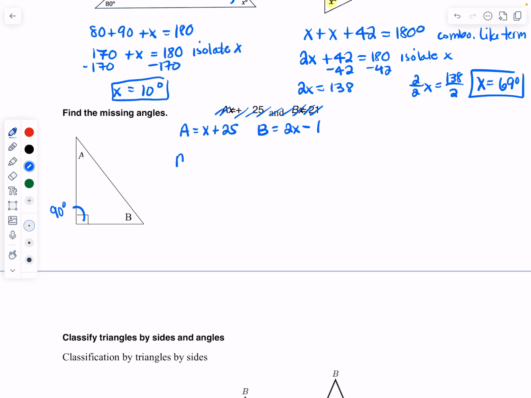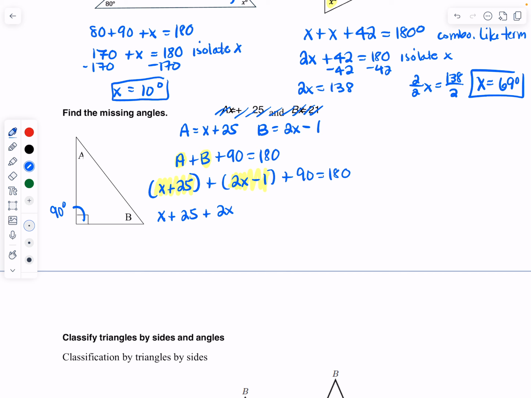So I know that A plus B plus 90 has to sum to 180. Now remember, A is x plus 25 and B is 2x minus 1, plus 90 equals 180. All I did was substitute in wherever I see A, x plus 25, and wherever I see B, I plug in 2x minus 1. So I'm going to take the parentheses off. So I have x plus 25 plus 2x minus 1 plus 90 equals 180. Now I have to combine like terms.